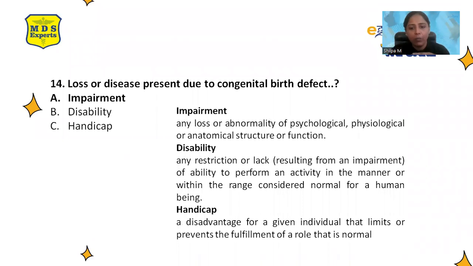Loss or abnormality of psychological, physiological or anatomical structure or function is impairment. Coming to disability: inability or lack of ability to perform an activity, for example inability to speak properly. That is a disability. Whereas a handicap is a disadvantage in fulfilling the role of that individual, maybe preventing them from fulfilling the role properly as a speaker. That is a handicap. Impairment is loss of tooth. Inability to speak is a disability. Like that. So the correct choice is choice A.